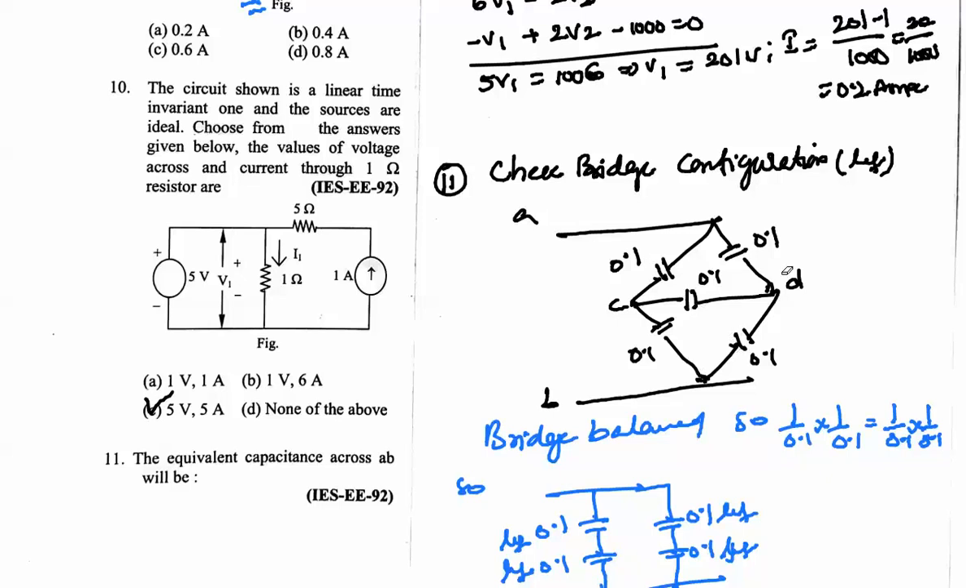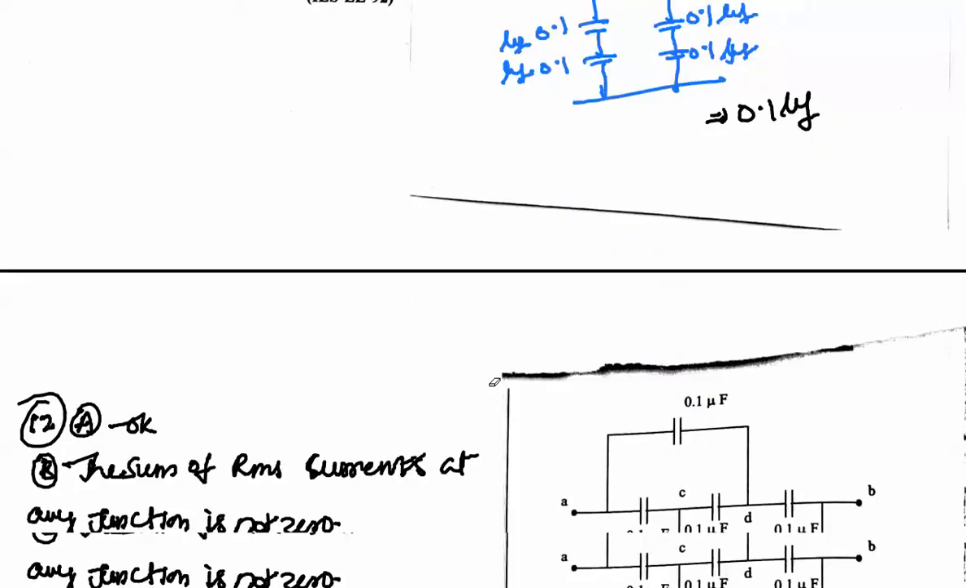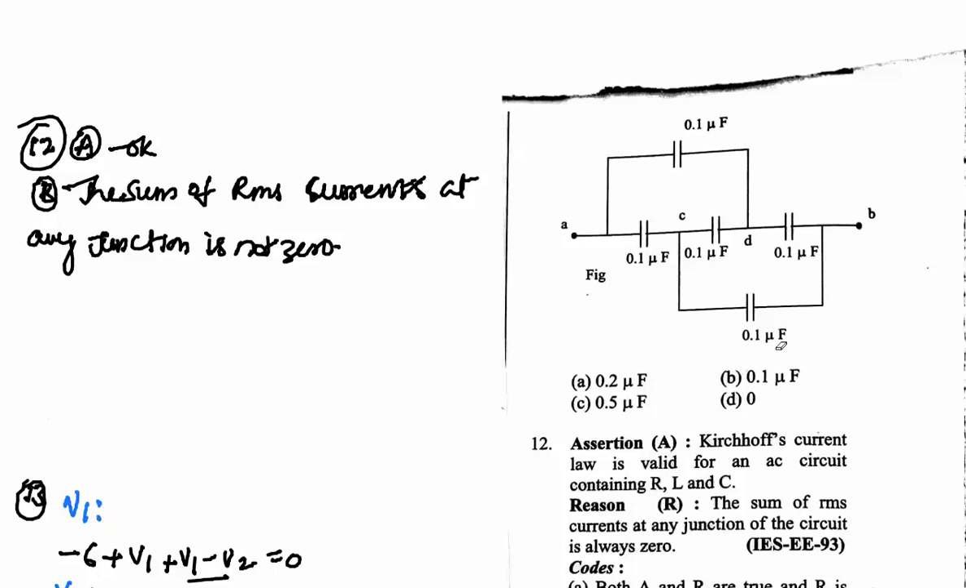Why? Because 0.1 into 0.1 is equal to 0.1 into 0.1. So the bridge is balanced here. Next, the equivalent capacitance. When two capacitors are in series, they have a property of division. That means 0.1 and 0.1 in series gives 0.1 by 2, and the other 0.1 and 0.1 in series also gives 0.1 by 2. We have discussed this type of series and parallel connections of capacitance in my previous lectures; you can watch it. So the equivalent capacitance will be 0.1 microfarads. The answer is 0.1 microfarads.